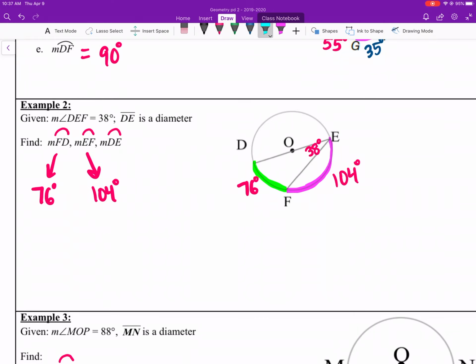And then arc DE is here to here. You guys, DE itself, not the arc. Let's just look at the segment DE. That's the diameter. That's half the circle. So the arc that it intercepts has to be the exact same thing. All right, DE is half the circle. Now let's look at the arc. From D all the way around to E, that's half of the circle, so that's 180 degrees.